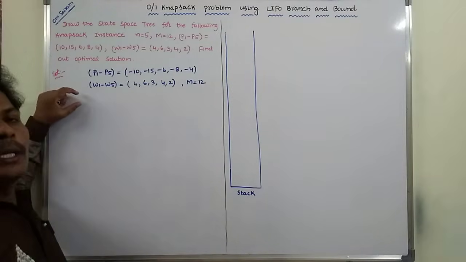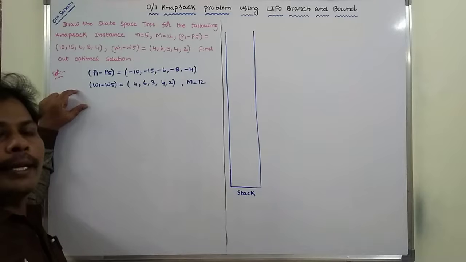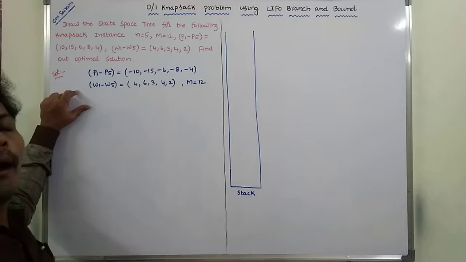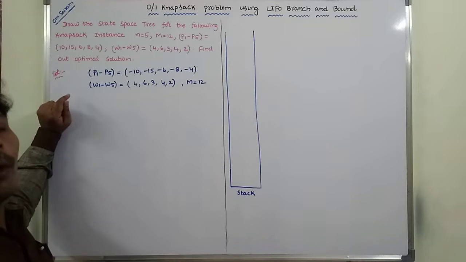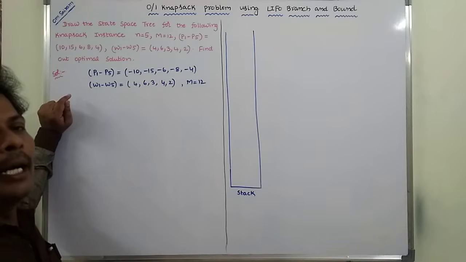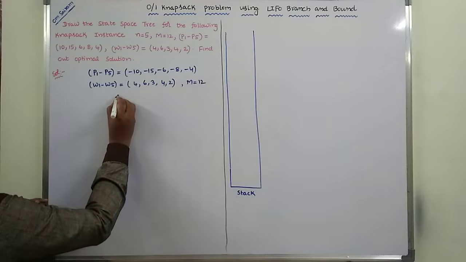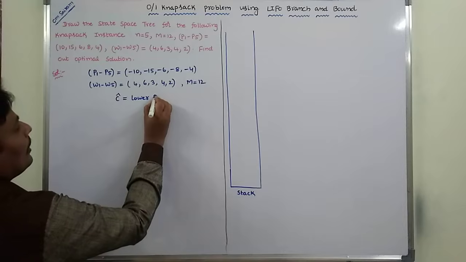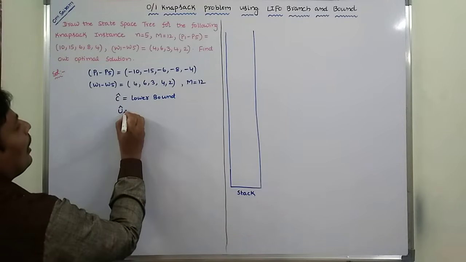Now the state space tree starts with a root node. In that state space tree, there are three types of nodes: live node, E node and dead nodes. For each and every node, we have to calculate lower bound and upper bound values. Here C cap is equal to lower bound and U cap is equal to upper bound.